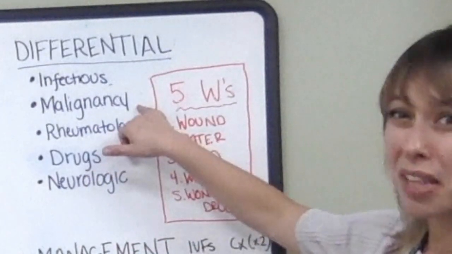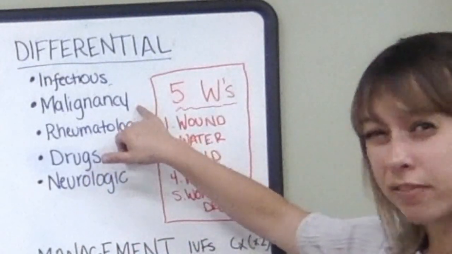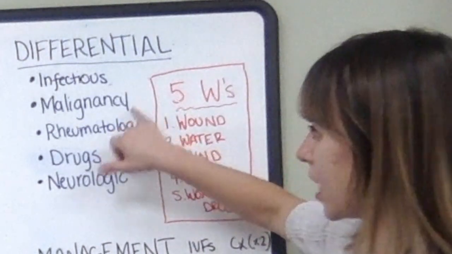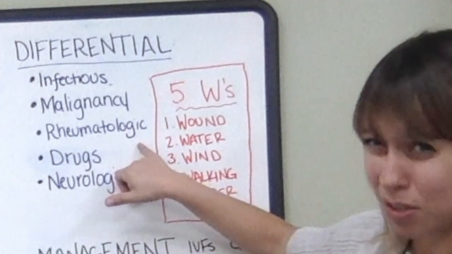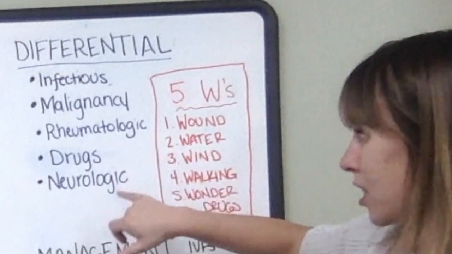Your other things are going to be malignancy. So sometimes it's going to be a tumor fever. Oftentimes your chart review will help you with that. Rheumatologic etiologies, right? So is this a patient that has an underlying autoimmune disorder that predisposes them to having these fevers?